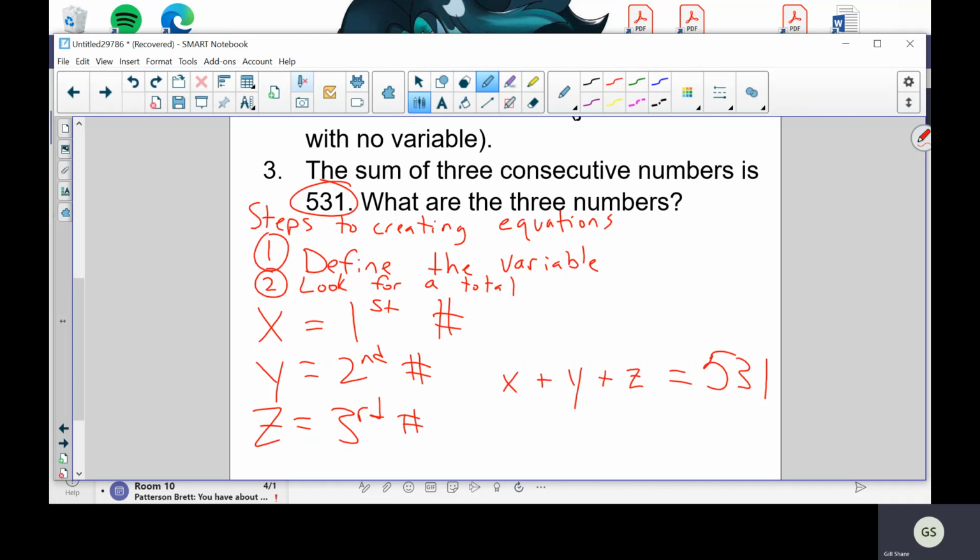We can't solve that. We have 3 variables in one equation. That's not possible to solve because there's too many different numbers that those x, y's, and z's could be. I could have 100, 200, and then 231. I could have an infinite number of numbers. But yet we solve it. How are we able to solve it? Because I just told you we can't solve that, but we did solve it.